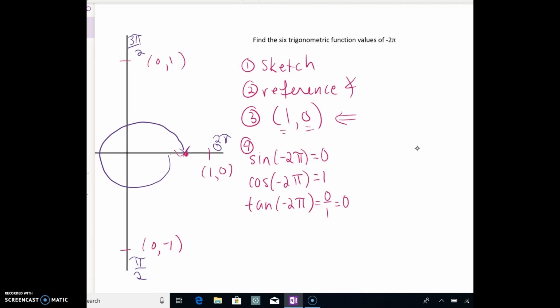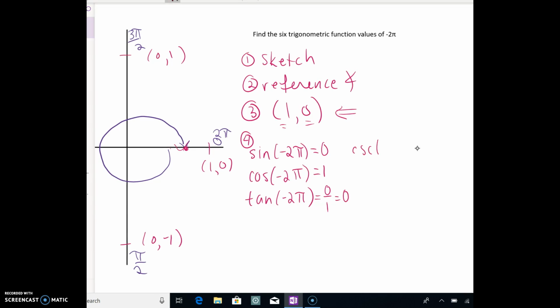Okay, so now let's find the 3 other trigonometric function values of negative 2 pi. We have cosecant of negative 2 pi, which is the same thing as 1 divided by the y value. So we have 1 divided by 0, which is undefined. So the cosecant of negative 2 pi is undefined. We're going to talk about the graphs of these functions, and you'll see why it's undefined when we look at the graphs of them.